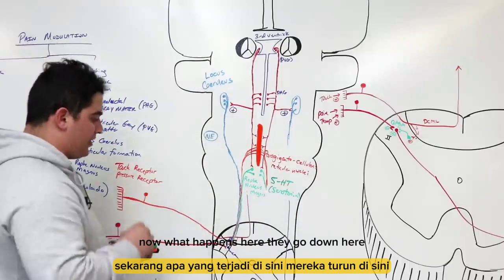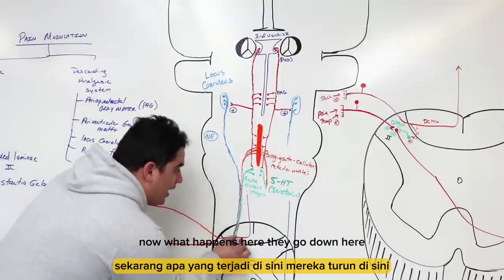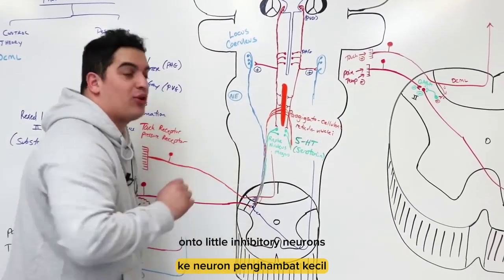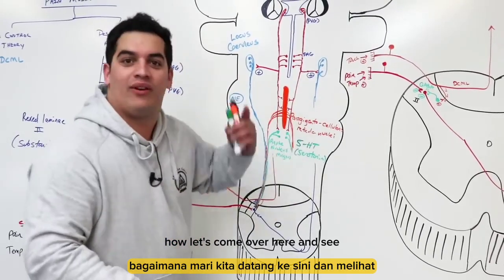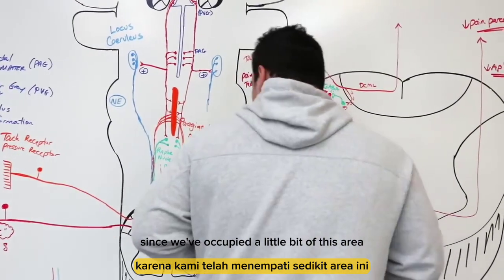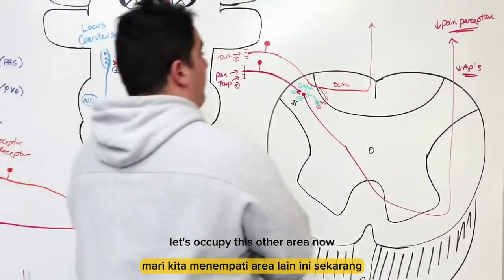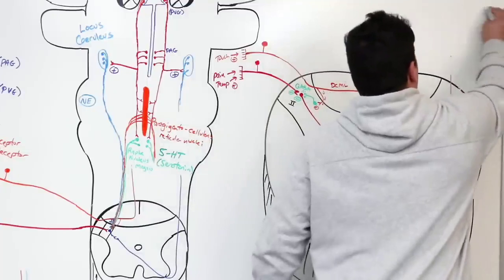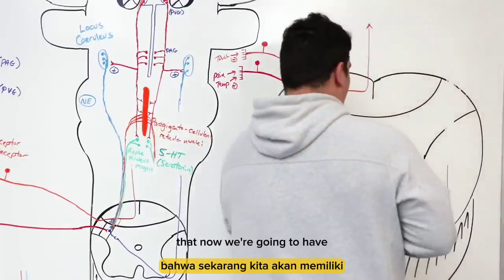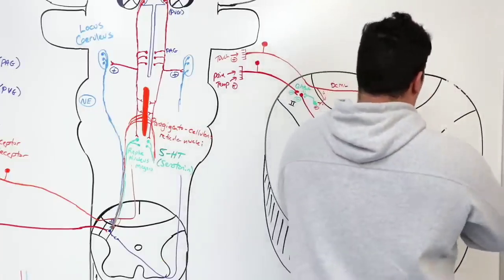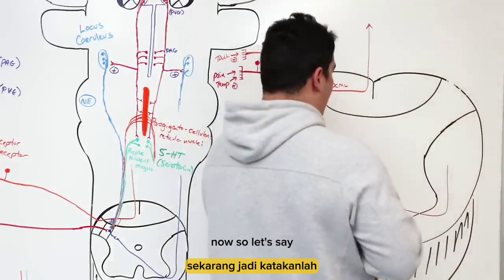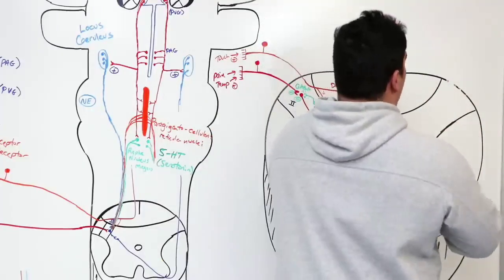Now, what happens here? They go down here and they secrete that serotonin and that serotonin and norepinephrine onto little inhibitory neurons. So how? Let's come over here and see. Since we've occupied a little bit of this area, let's occupy this other area now. Okay, so now we're going to come over here, and let's pretend for a second that the pain fibers are going to be coming in over here now.